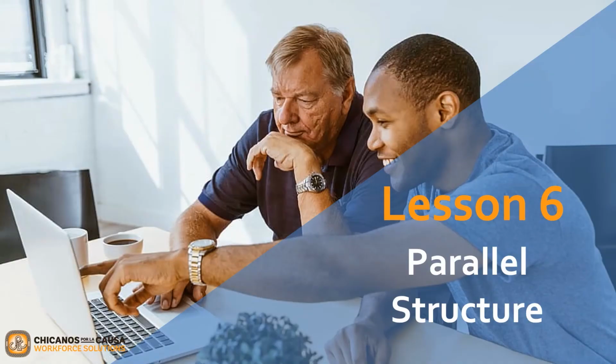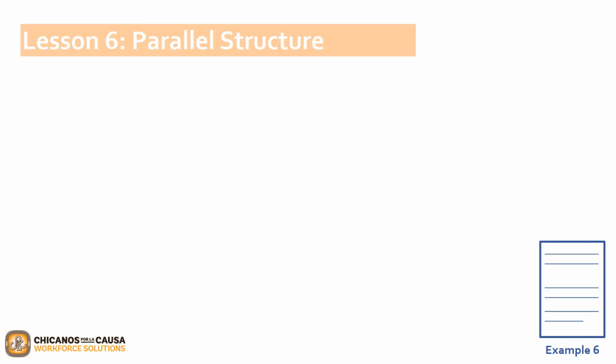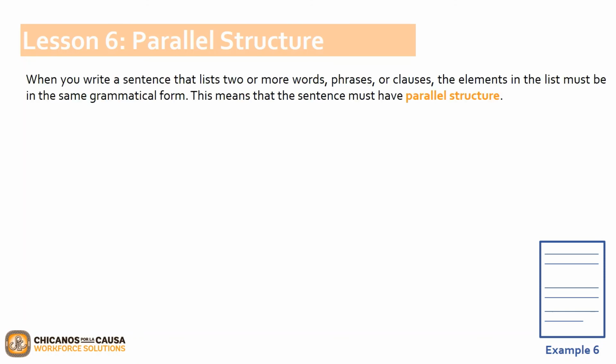Let's move on to lesson 6, parallel structure. When you write a sentence that lists 2 or more words, phrases, or clauses, the elements in the list must be in the same grammatical form. This means that the sentence must have parallel structure. The following examples below will have sentences that are parallel and not parallel.